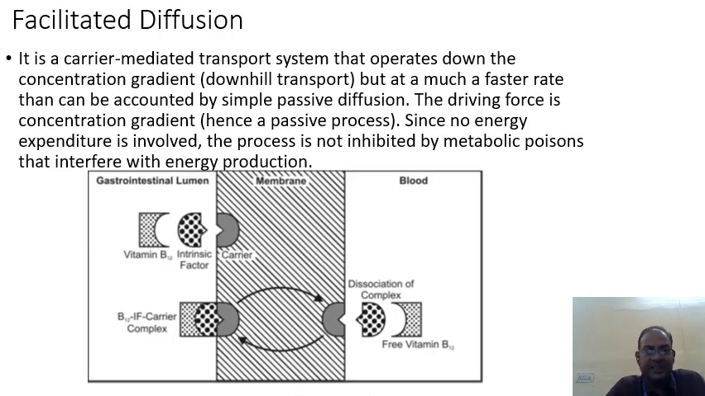Next is facilitated diffusion. It is a carrier mediated transport system that operates down the concentration gradient, that is, a downhill process. The carriers are available but the drug travels along the concentration gradient only, from higher concentration to lower concentration. The driving force is the concentration gradient, so energy expenditure is not involved. Please note that the energy expenditure is in terms of ATPs. Here you can see the diagram.